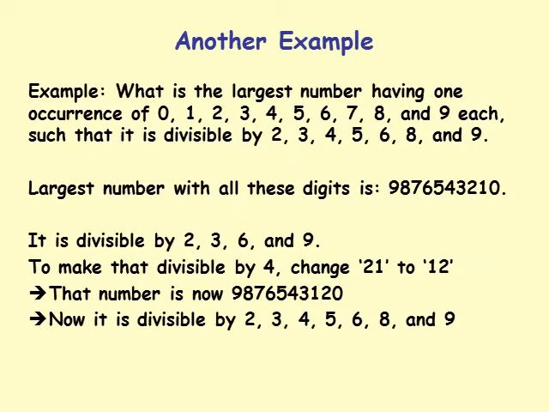Let's continue here. Now this number is divisible by 2, it's even. Divisible by 3, its digit sum is 9. It is divisible by 4, where the last two digits are 20, which is divisible by 4. 5, it ends in a 0. 6, it's even and digit sum is 9. 8 is 120, the three digits on the right are divisible by 8, and 9, its digit sum.